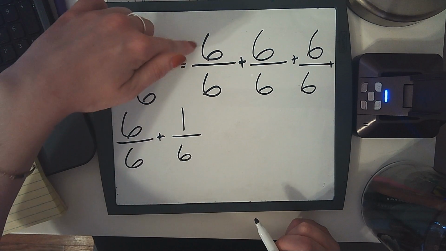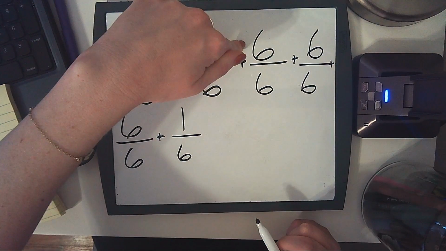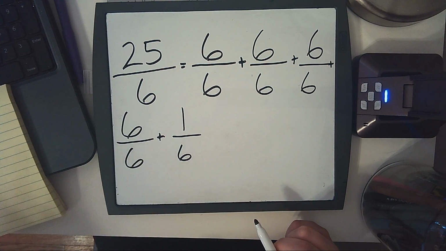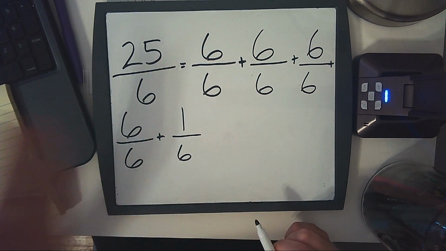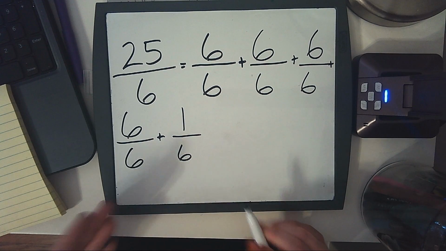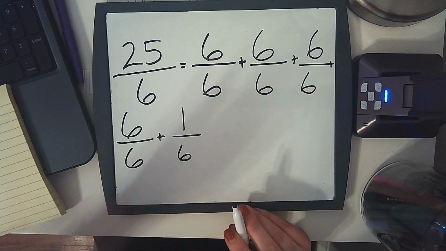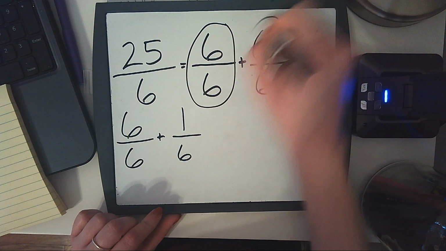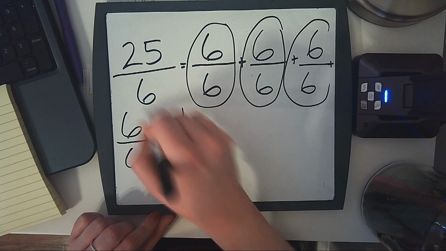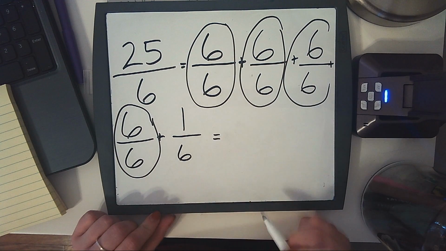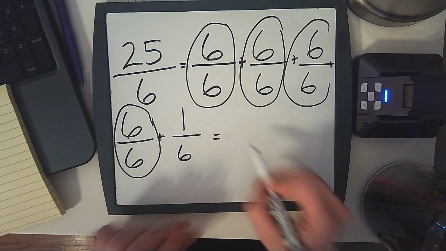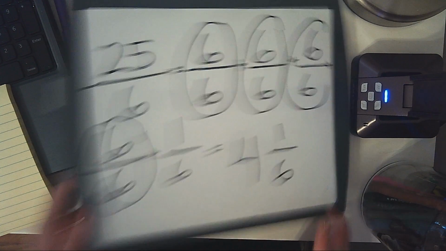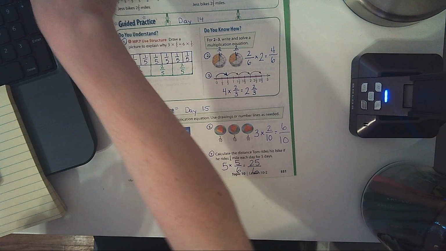So 6/6 plus 6/6 would be 12/6. Plus another 6/6 would be 18/6. Plus another 6/6 would be 24/6. Plus our 1 that's left over gives us 25. So circle your wholes. 1, 2, 3, 4, and 1/6 is our answer.